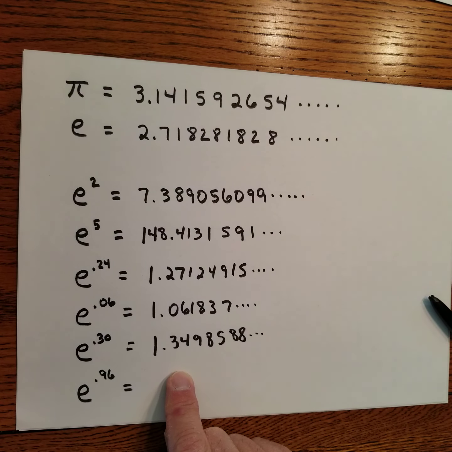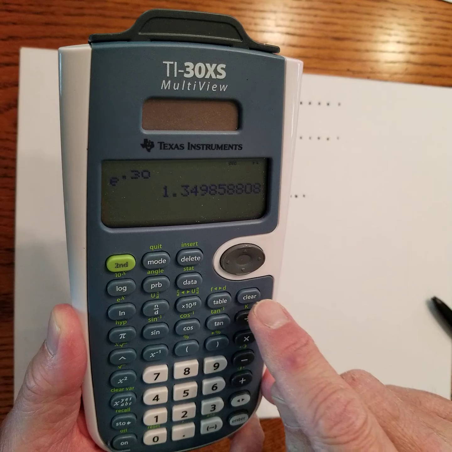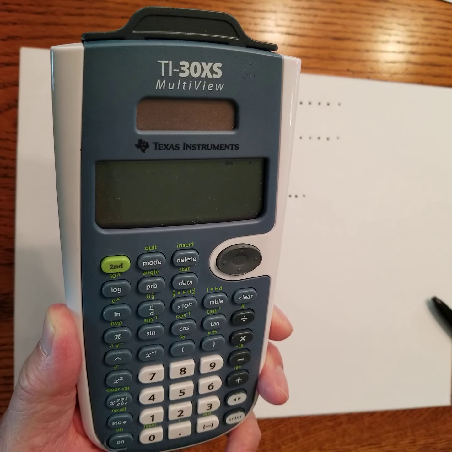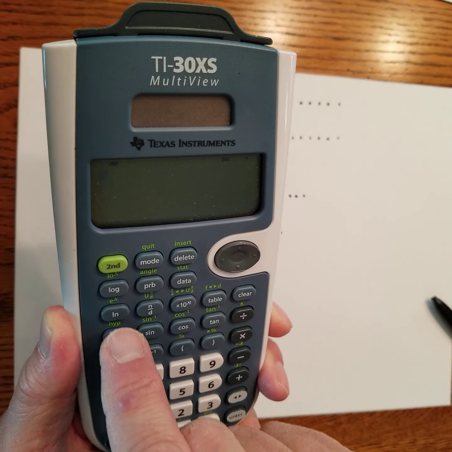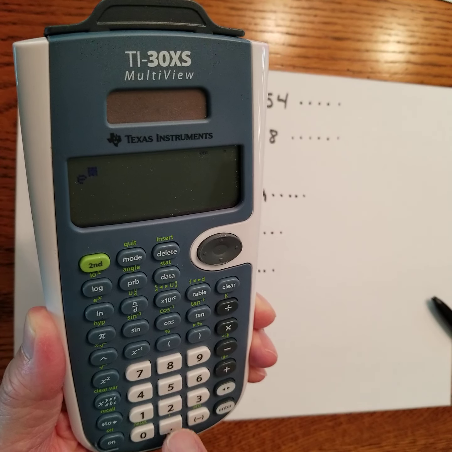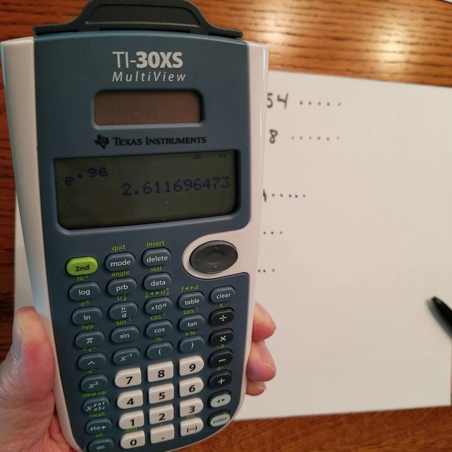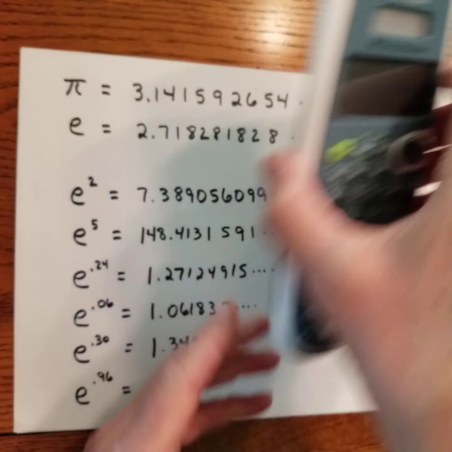Let's get e to the 0.96 on this calculator. E to the 0.96. I'll hit second e to the x and then type in 0.96. Enter. That's 2.6116.